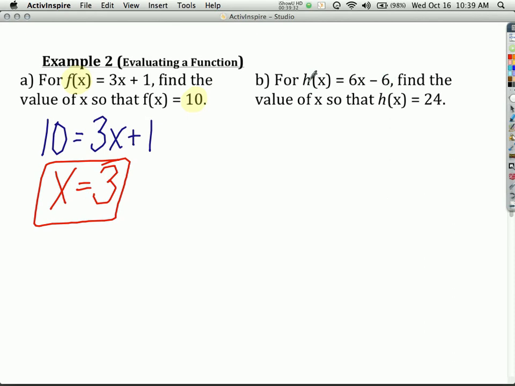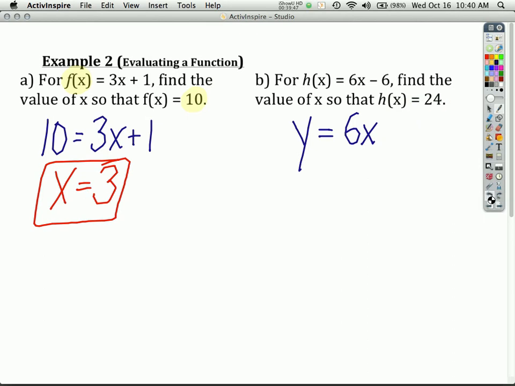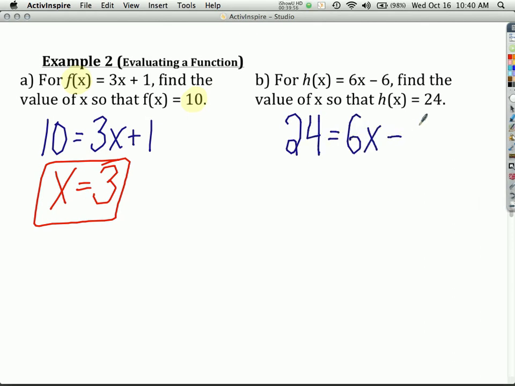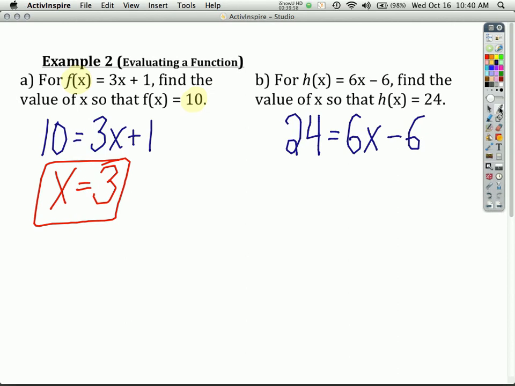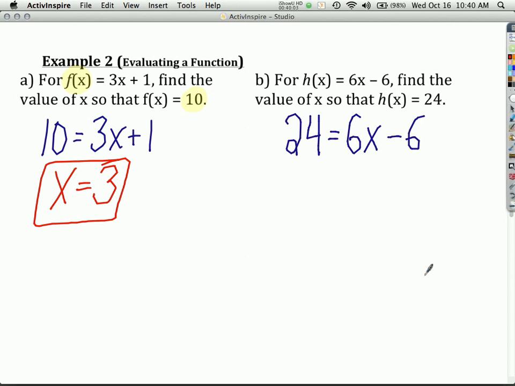So again, it says h of x equals 6x minus 6. What I see in my head is y equals 6x minus 6. And I see y equals 24. So we'll rewrite the whole thing, replacing the y, or the h of x, with the 24. 24 equals 6x minus 6. And again, this equation is so easy, we don't need to use our solving skills. We can do it mentally.